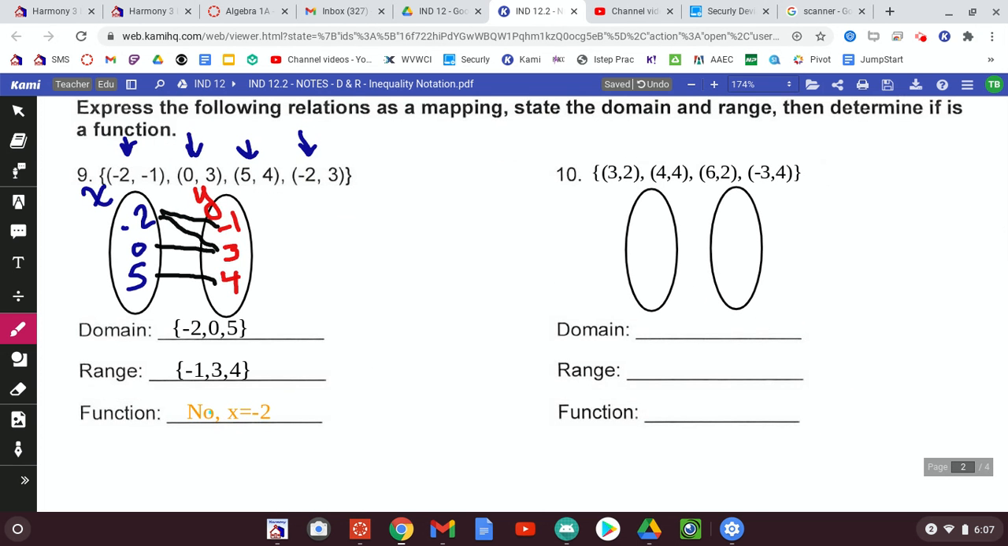So we have again, right, we've got our, excuse me.